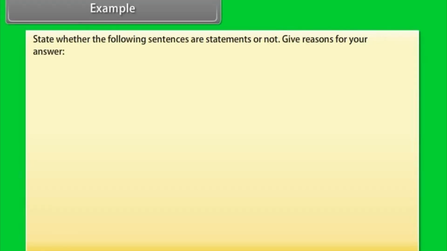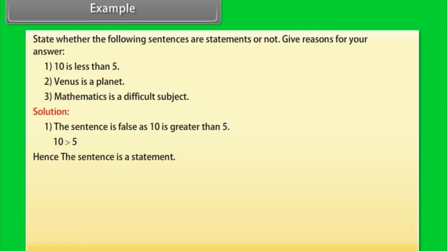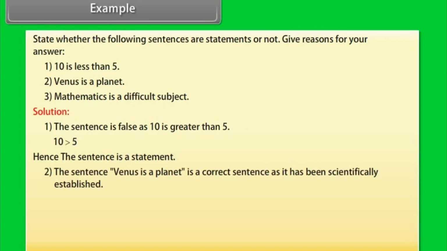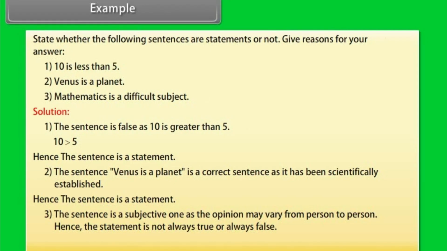Example: state whether the following sentences are statements or not. Give reasons for your answer. 10 is less than 5. Venus is a planet. Mathematics is a difficult subject. Solution: the sentence is false as 10 is greater than 5. Hence, the sentence is a statement. The sentence "Venus is a planet" is a correct sentence as it has been scientifically established. Hence, the sentence is a statement. The sentence is a subjective one as the opinion may vary from person to person. Hence, the statement is not always true or always false. Hence, the sentence is not a statement.